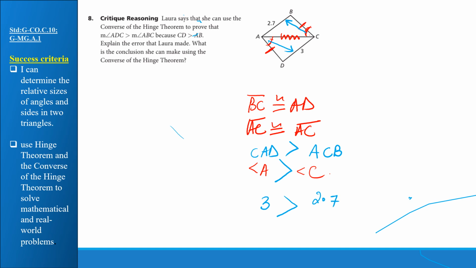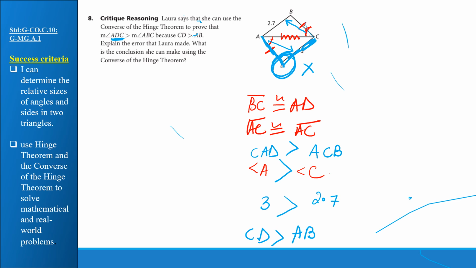Why? Because AB is 2.7 actually, and CD is 3, because CD is bigger than AB. So CD is bigger than AB, and they are saying angle CAD and ABC. Actually, they are saying angle ADC, right? ADC is A, D and C. She is talking about this angle. This angle is not the included angle. That's why this is what she cannot prove by the Hinge theorem.